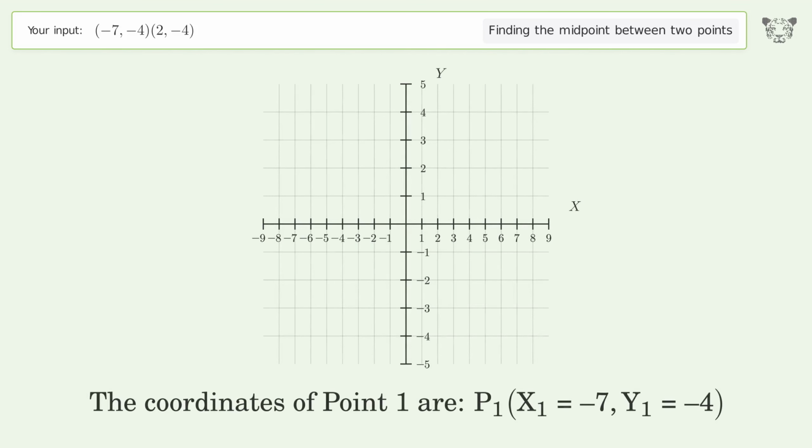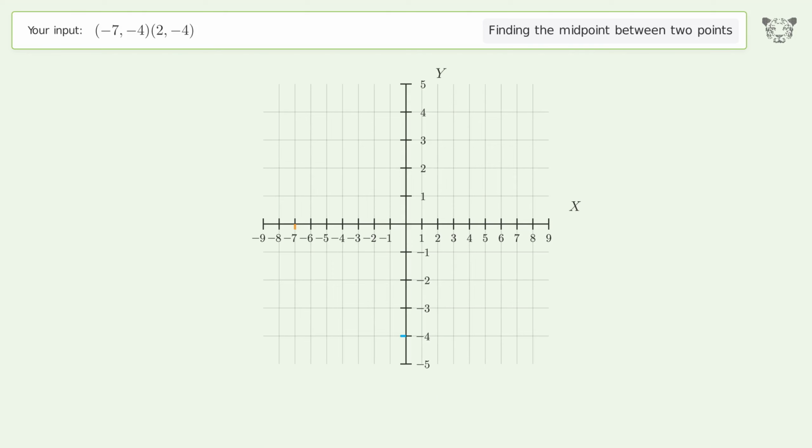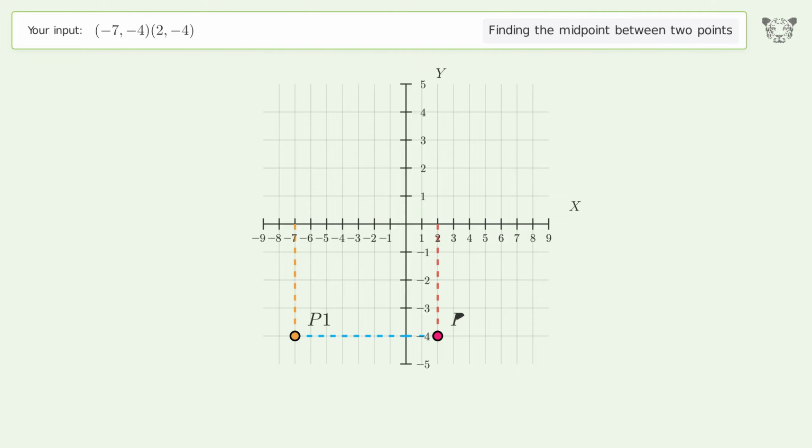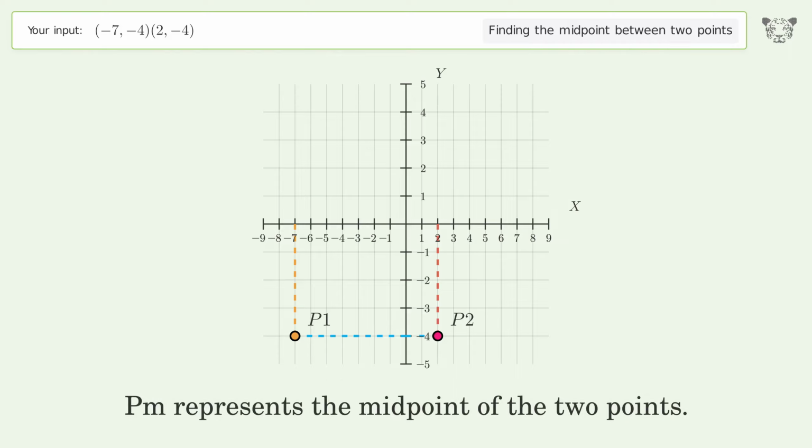The coordinates of point 1 are x1 equals -7, y1 equals -4. The coordinates of point 2 are x2 equals 2, y2 equals -4. PM represents the midpoint of the 2 points.